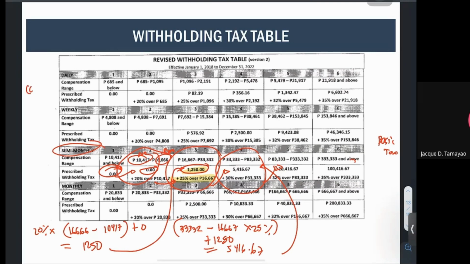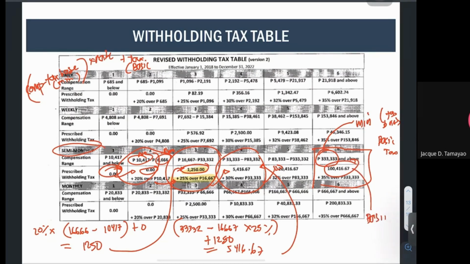Again, compensation less the tax base, which is the minimum amount, multiplied by the rate plus the tax, which is the basic tax. So if you look here, this is the minimum or the tax base. This is the basic tax. Okay? That's how we will compute our withholding tax table later.